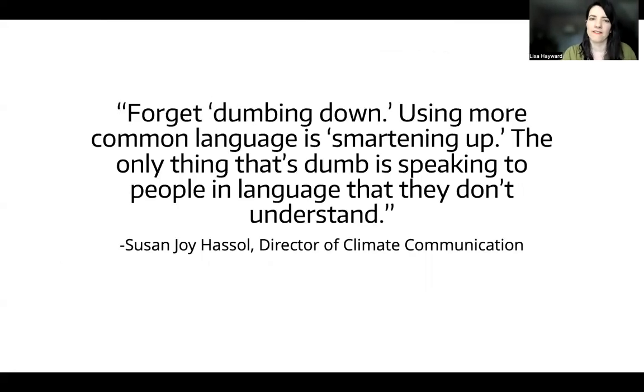So people wonder often, isn't it dumbing it down if we try to talk about what we do to a middle school level? Because you need more understanding than that to truly understand what it is we do, right? But I think Susan Joy Hassel puts it well when she says that using common language is smartening up, because the dumbest thing is to talk to people in language they don't understand. And I know we've all seen the speaker that wastes everybody's time by doing this. It's unfortunately very common with academics. So let's try to get away from that, even if bringing the readability grade level down creates tension.